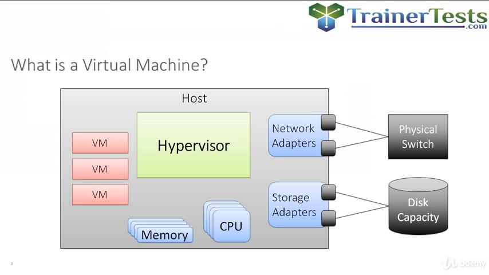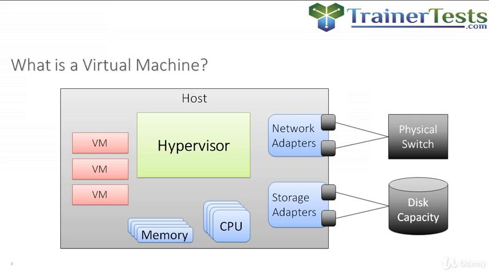Some of these VMs could be Windows virtual machines, some could be Linux. It really doesn't matter. And in this case, the virtual machines are still running on the same physical system. We'll still buy a server the same way we always have, and it'll have memory and CPU and physical network interface cards and possibly storage adapters, possibly local storage.